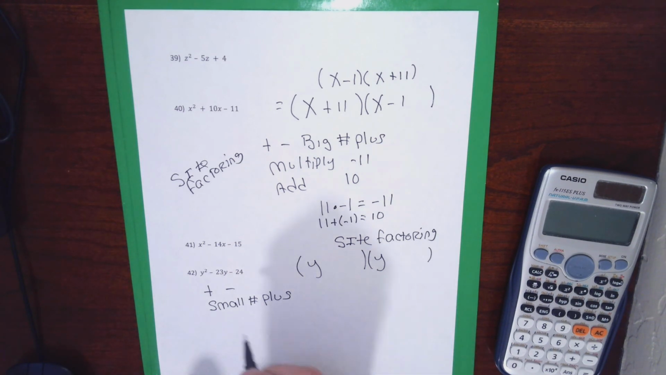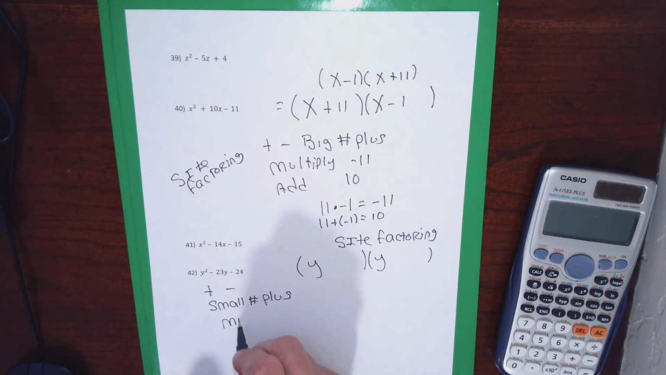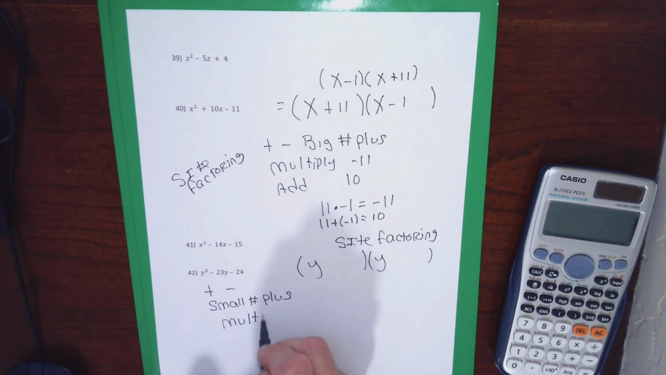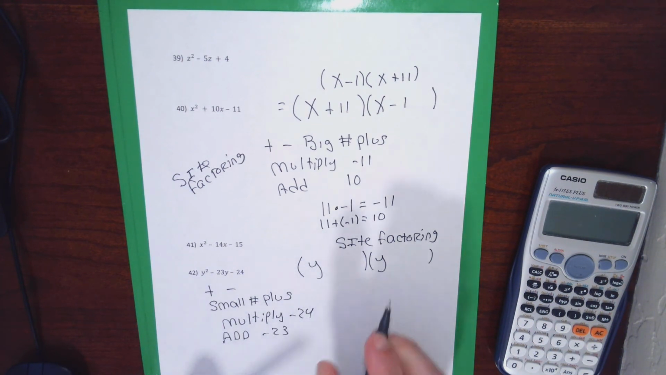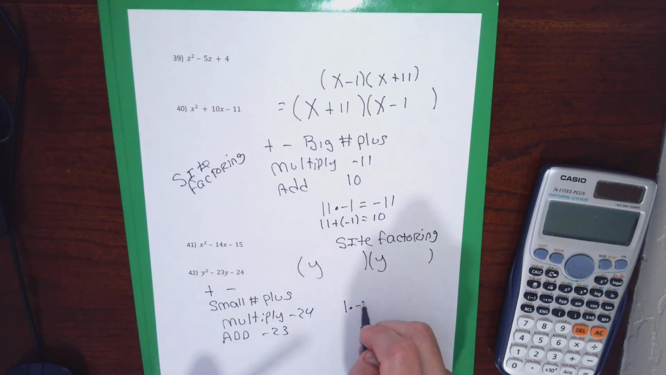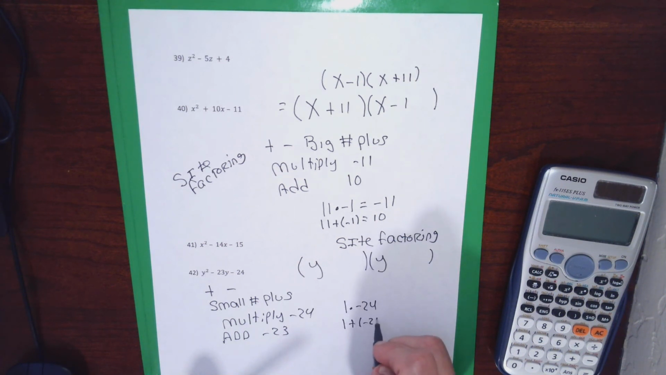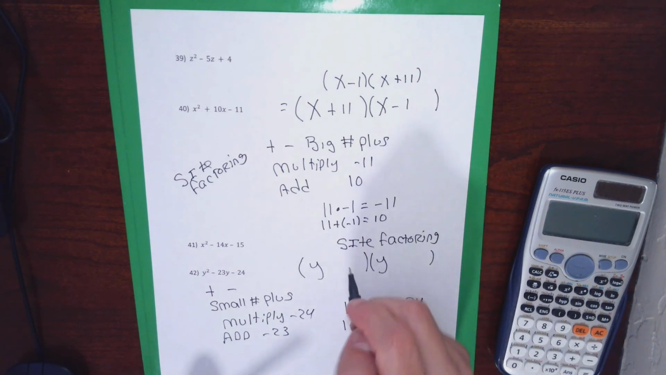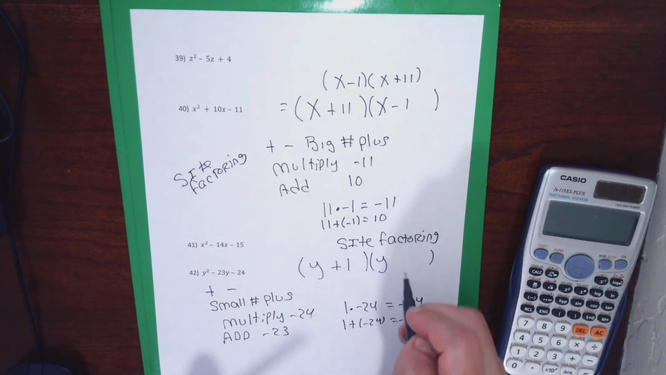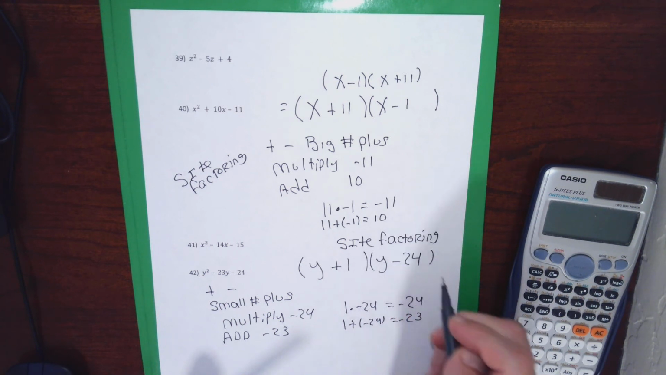The smaller number needs to be plus. The numbers need to multiply to negative 24, and they need to add to negative 23. And that's going to be 1 and negative 24 that do that. Very specifically, 1 times negative 24 is negative 24. 1 plus negative 24 is negative 23. So in my parentheses, one of them gets a plus 1, the other gets a minus 24.